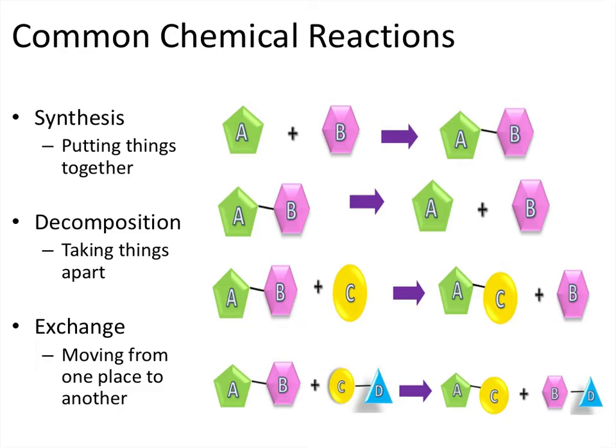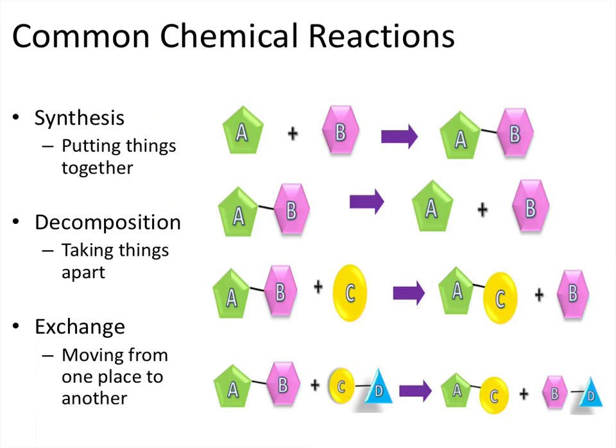In this example, we've got AB plus C, and then a chemical reaction occurs, and basically B and C change places. So A is now bonded to C, and B is off on its own. We can have another one with AB plus CD, where B and D change places. That gives us AD and CB. There are other types of chemical reactions, but the main categories of reactions that allow metabolism to function fall into synthesis, decomposition, and exchange.